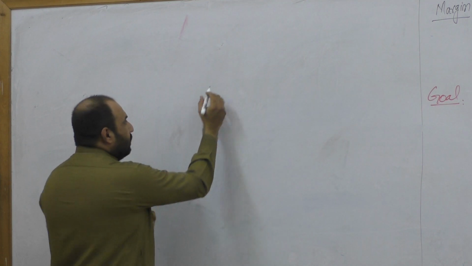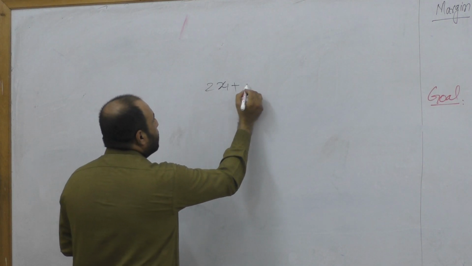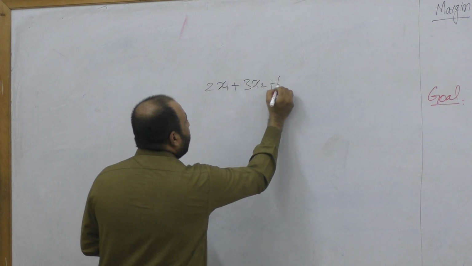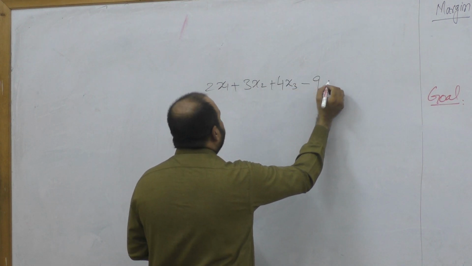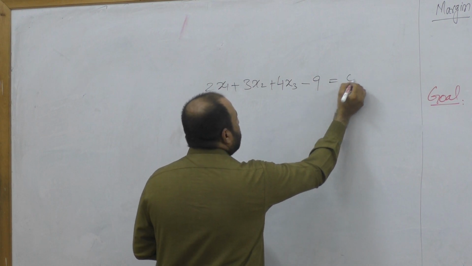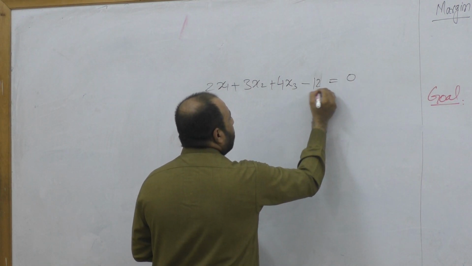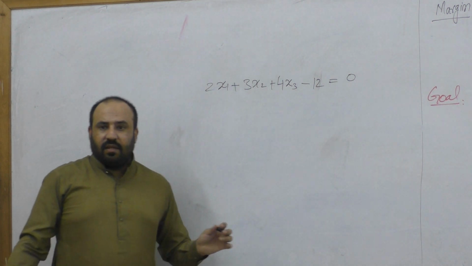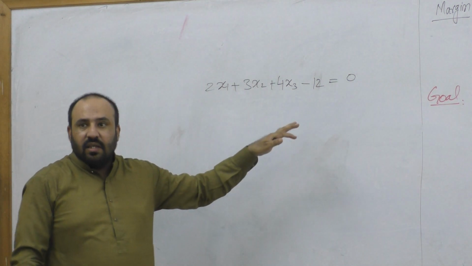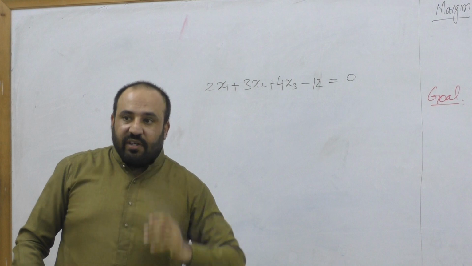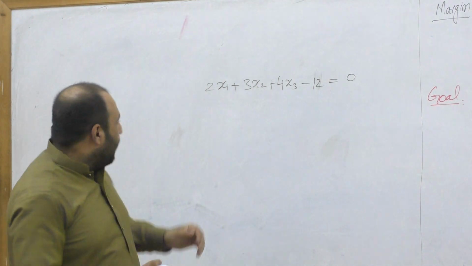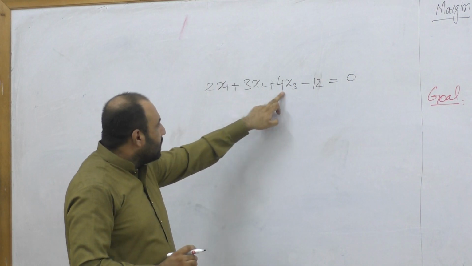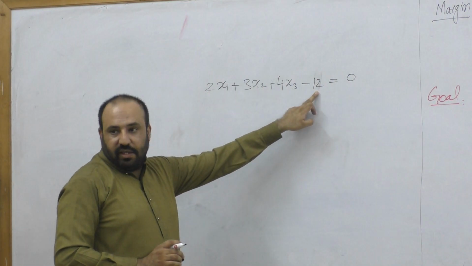This is some plane: 2x1 plus 3x2 plus 4x3 minus 12 equals 0. This is the equation of a plane in 3D. I'm assuming my features are three-dimensional, x1, x2, x3. And this is W1, this is W2, this is W3, and this is W0 or B.